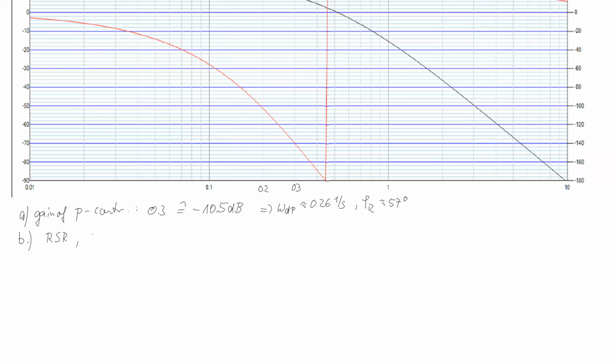We have a phase margin of around 57 degrees. This can be converted into a damping factor around 0.6 to 0.7, and an overshoot around 10%. Now, there is the possibility to have an exact calculation, exact conversion.